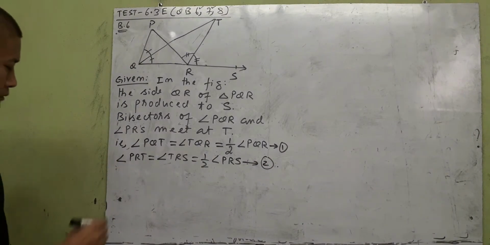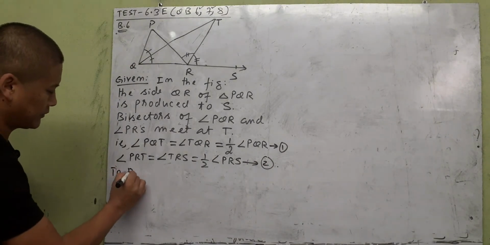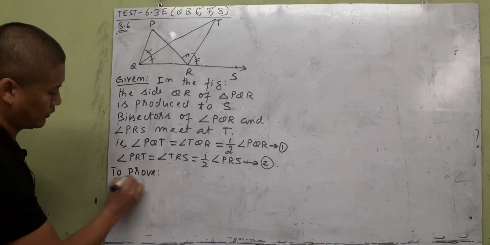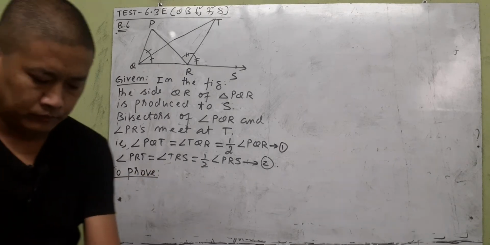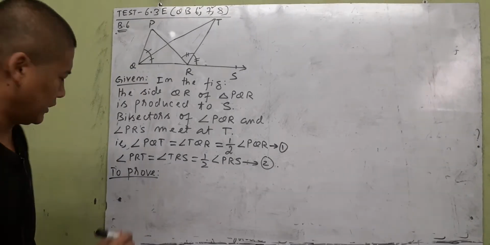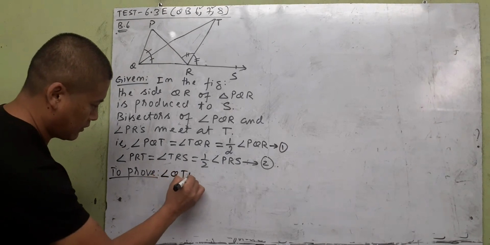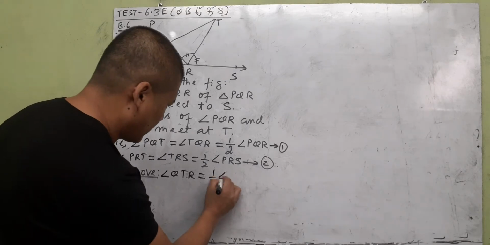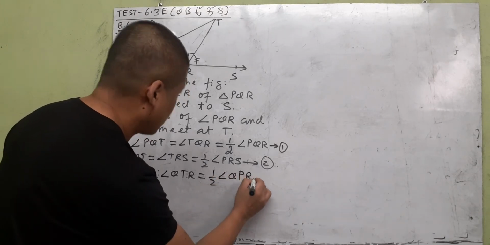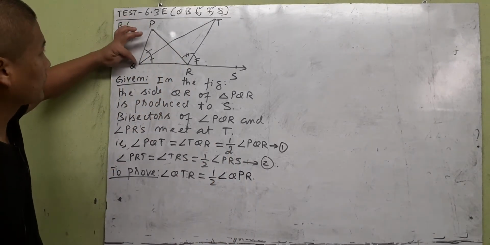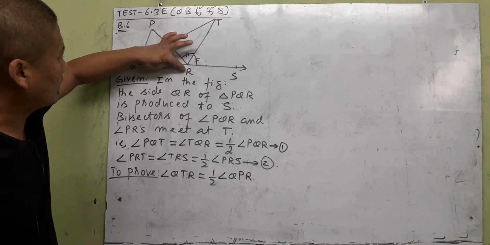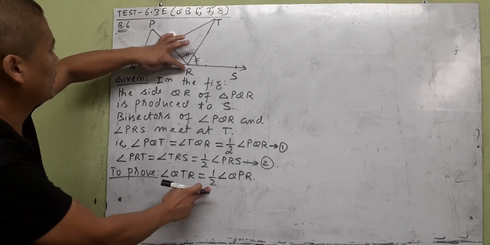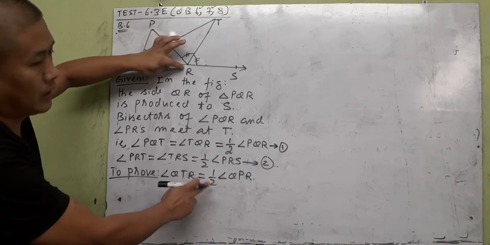Okay, then we have to prove something, so let us write that. To prove here, angle QTR equal to half of angle QPR. So this QTR equal to half the measurement of QPR. That's what we have to prove.